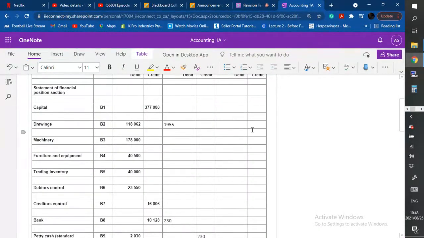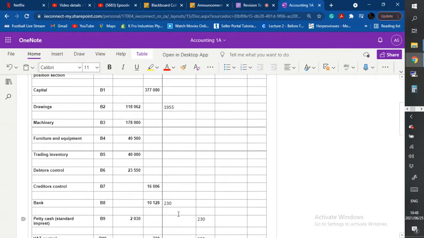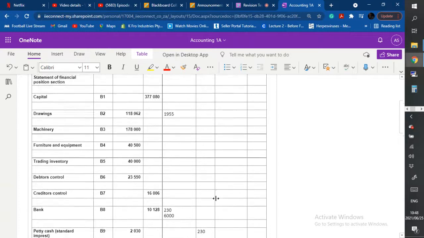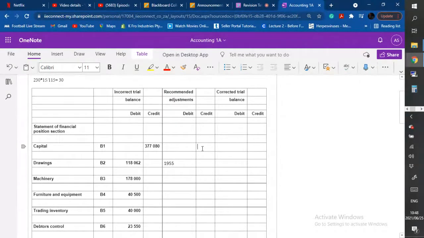Let's proceed then. The third transaction says the owner made a capital contribution in the form of a personal check, 6,000 drawn in favor of the business, but this transaction has not been recorded as yet. That's simple. That capital contribution is obviously going to increase the bank account. So here we say 6,000 on the debit, because the bank increases on the debit side. Then we go to capital, and capital increases on the credit side, so here we say 6,000. And we've dealt with that one.